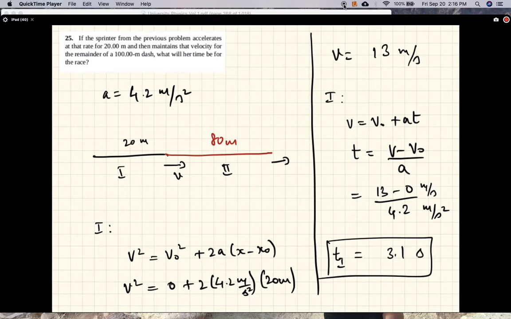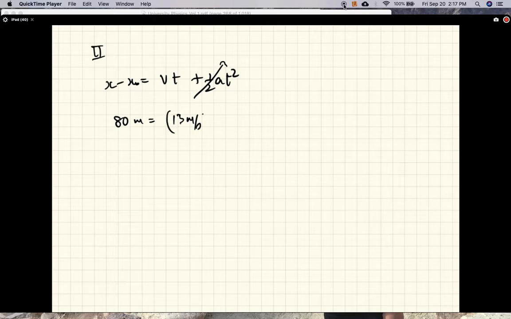And for the second part, let's add a page below. The time for the second part of the journey: x minus x naught is vt plus 1/2 at squared. She's not accelerating in the second part, it's just her velocity, so this is 80 meters and her velocity is 13 meters per second times t. So t for the second part is 80 meters divided by 13 meters per second.